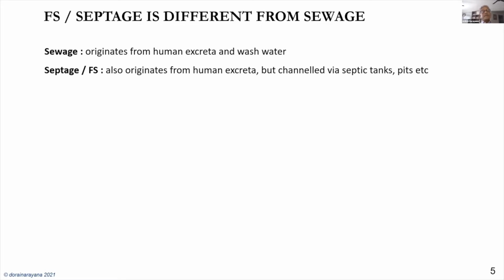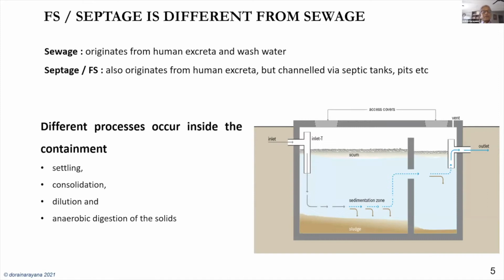But then it is channeled through a containment, which could be a septic tank or a pit or some kind of containment. If we look at a typical septic tank, for example, this diagram shows a typical septic tank. The sewage gets in on the left-hand side through that T-pipe. Then there is some settling that takes place where the solids settle to the bottom. There is some consolidation that takes place. Sometimes if there is a leakage of groundwater into this, then there could be a dilution. And there will be some anaerobic digestion of the settled solids. These are the processes that are going on inside.